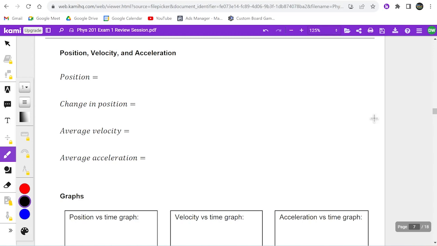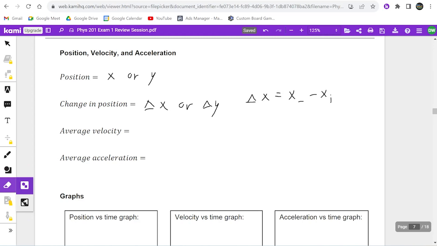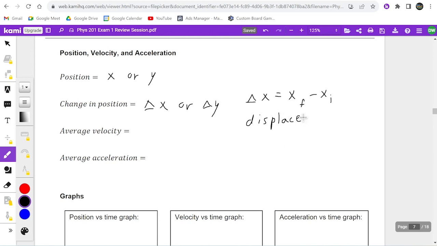So we got position, velocity, and acceleration coming up. And just to give some quick definitions, position, I'm just going to call this X or Y. Position's pretty obvious. I'm not going to give an explanation for that. Change in position, I'm going to write more. Change in position, you can write delta X or delta Y, of course. But what this really is, remember delta X means X final minus X initial, or Y final minus Y initial. The delta means final minus initial. And we call this the displacement.